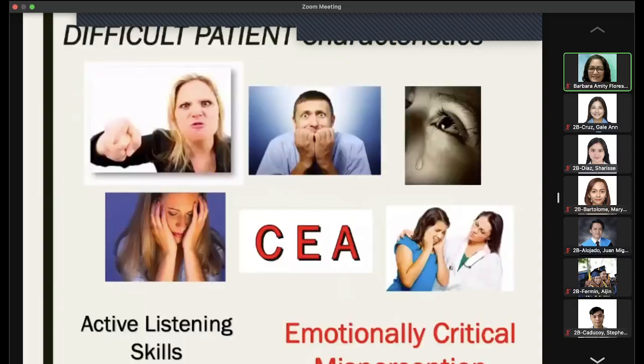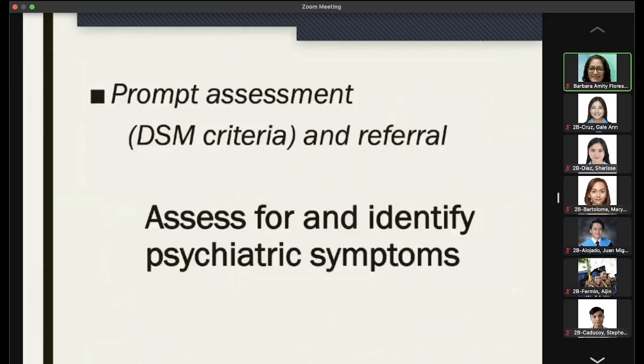The first step, the most important actually, is to do your CEA. So you listen, you listen to their concerns, you listen to their issues, and you find out if there are emotionally critical misperceptions that are behind their behaviors, behind their feelings, or behind the difficult encounter. So maybe they don't understand something, or they have misperceptions, which leads to inappropriate behaviors and difficult encounters. Prompt assessment and referral for possible psychiatric conditions should also be done.